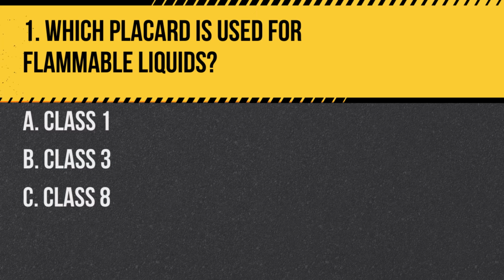Question 1. Which placard is used for flammable liquids? A. Class 1. B. Class 3. C. Class 8. Answer: B. Class 3. Flammable liquids are categorized under Class 3 hazardous materials.